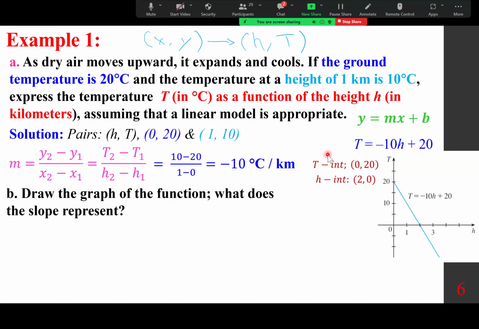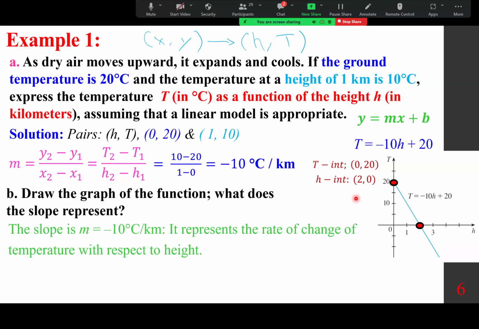Now, we know the slope was this, so negative 10 degrees Celsius per kilometer. What does that represent? This is the average rate of change of temperature with respect to the height. Those are the 2 points. The slope is m, or minus 10 degrees Celsius per kilometer. It represents the rate of change of temperature, the numerator, with respect to the height, the denominator.